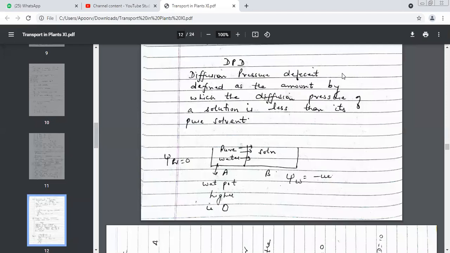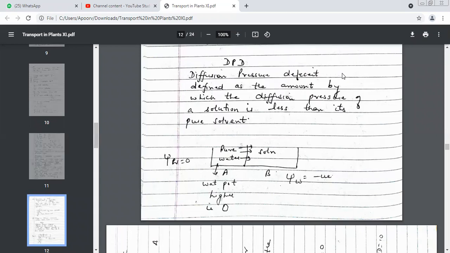Two things to remember. First is कि solution का pressure हमेशा कम है from the pure solvent. And how much less it is? That is your DPD. Now let's read the definition. The amount by which the diffusion pressure of a solution is less than the pure solvent is called DPD. Did you understand the definition now? Yes, ma'am.